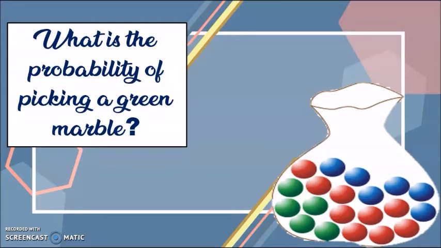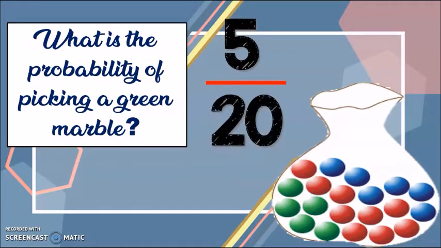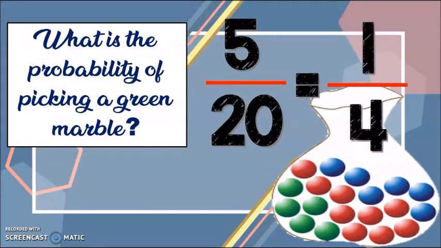Next, what is the probability of picking a green marble? There are 5 green marbles and a total of 20. As you noticed, 5 over 20 is not yet in simplified form. So we have to divide by 5, the greatest common factor of 5 and 20. 5 divided by 5 is 1, 20 divided by 5 is 4. So the answer would be 1/4.